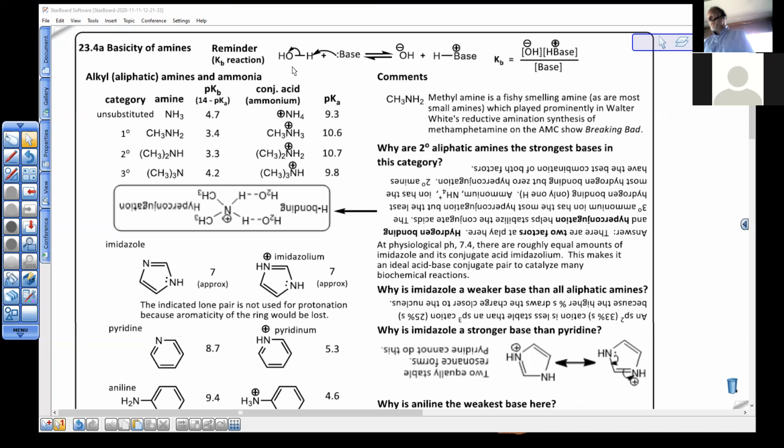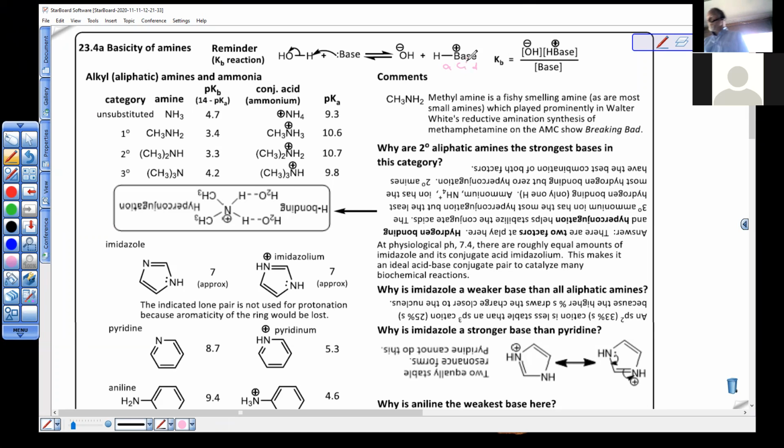Here is the Kb reaction. It's the reaction of a base with water. The base will deprotonate water. That's what bases do. They deprotonate species, and they create hydroxide from the water and the conjugate acid of the base. There's the conjugate acid with a pKa close to 10.